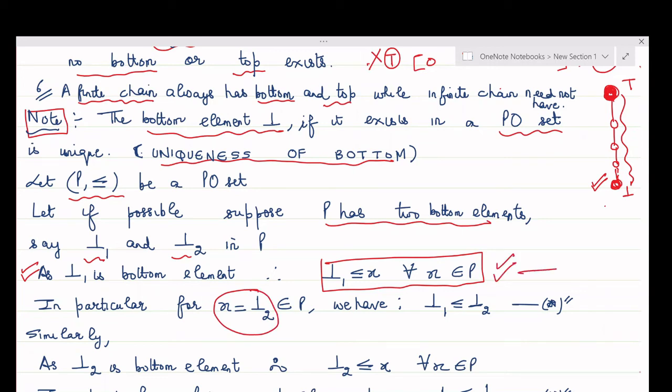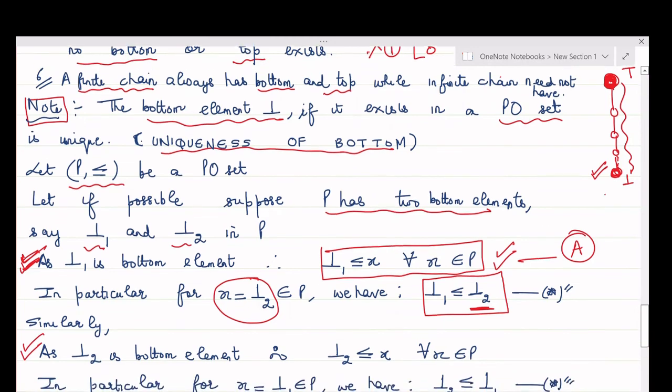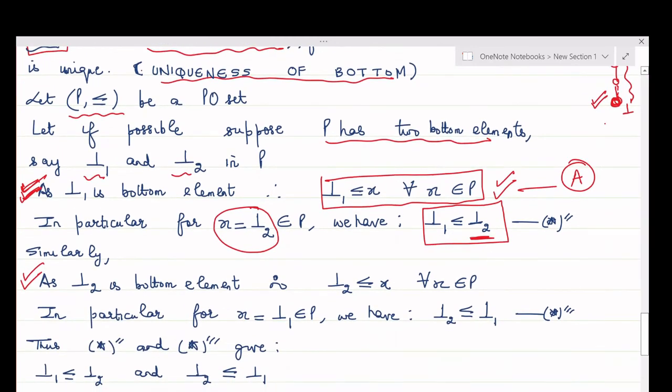So in this statement, which I am calling A, I replace X by inverted T2. This is the relation that you get: inverted T1 is less than or equal to inverted T2, which I am marking as star double dash. Here we have used the fact that inverted T1 is a bottom element. Let me now use the fact that inverted T2 is a bottom element. Because inverted T2 is a bottom element, inverted T2 is less than or equal to X for all X belonging to P. Let me mark this as capital B.